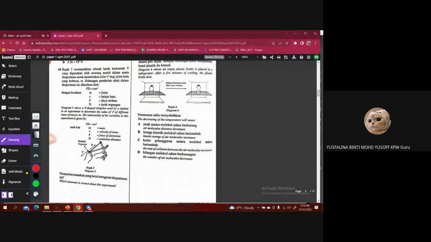Right, this is the last one, number 10. Diagram 5 shows a Y-shaped slingshot used by a student in an experiment to determine the value of v square of different masses of stone m. The relationship of the variables in this experiment is given by FD is equals to mv square.